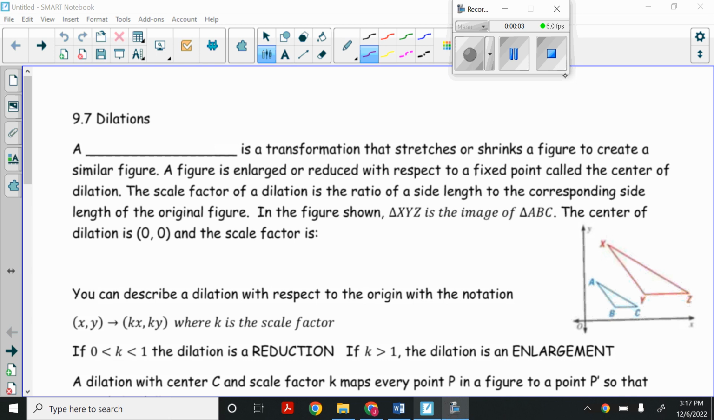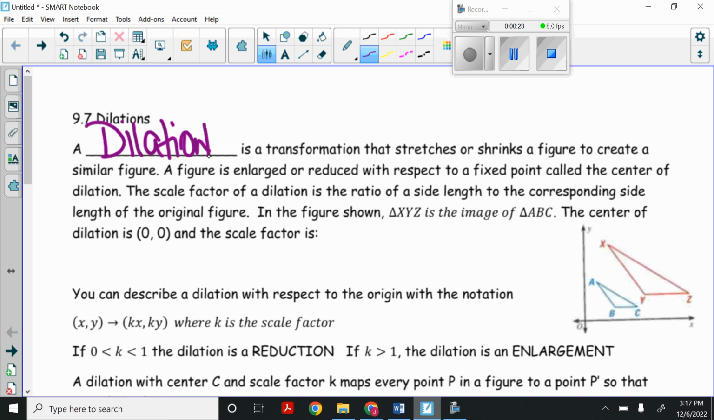All right, today in geometry, we are looking at section 9.7, dilations. As always, we will start out with the vocabulary. So a dilation is a transformation that stretches or shrinks a figure to create a similar figure.